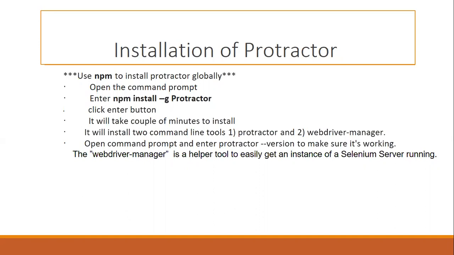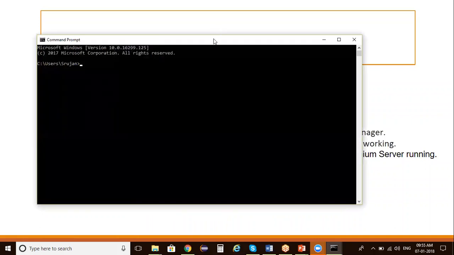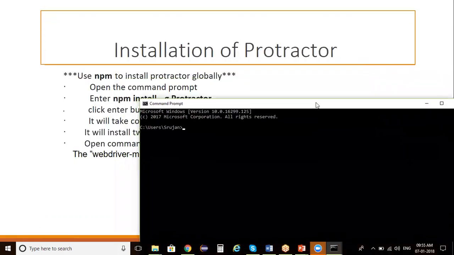In today's class, I would like to show you how to install Protractor on your machine. In order to install Protractor, the prerequisite is Node.js, which we have already installed. The only thing you need to do is open the command prompt, and in the command prompt, use the following command.